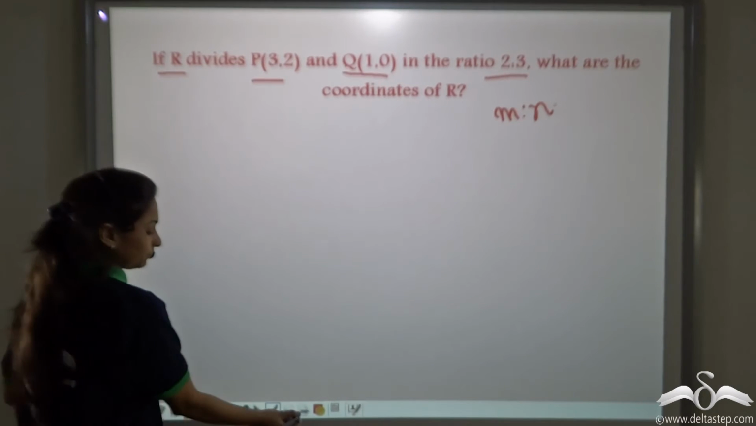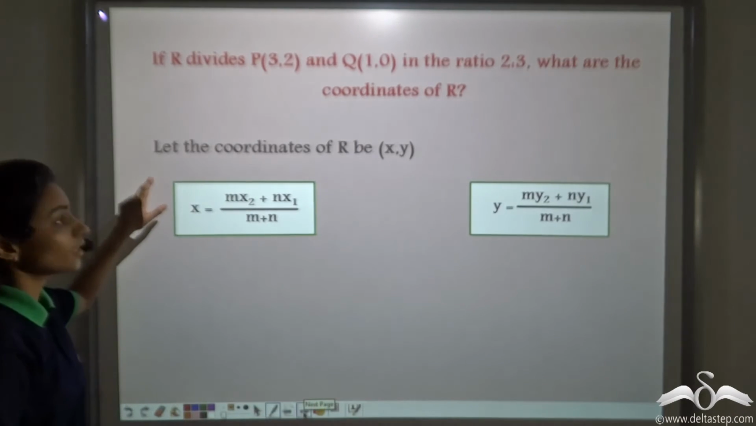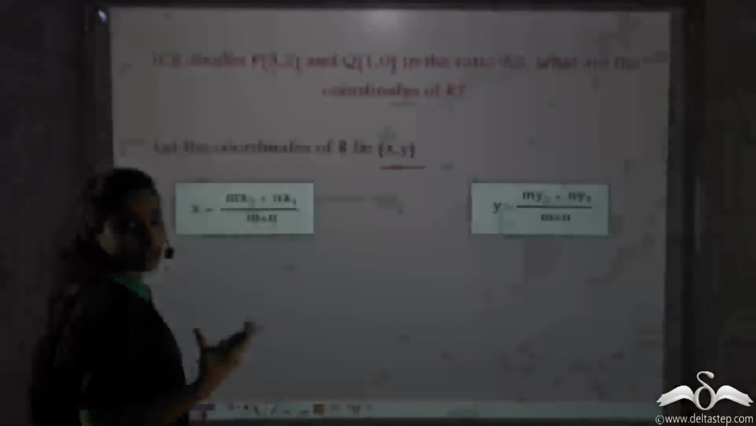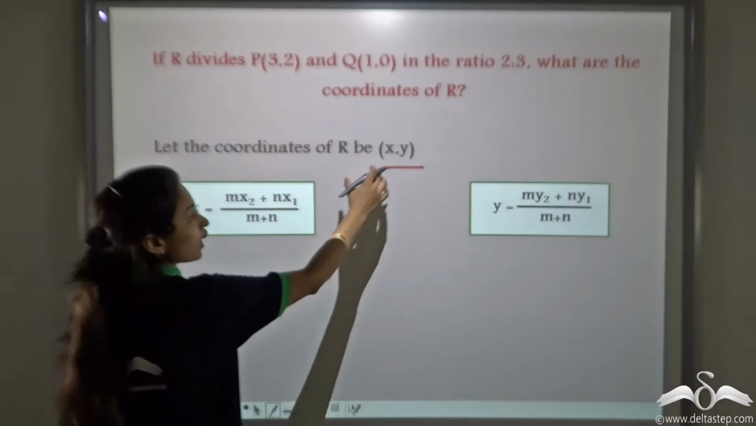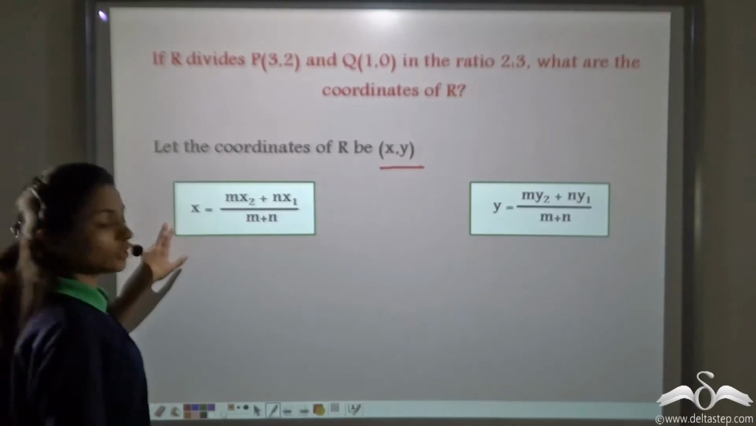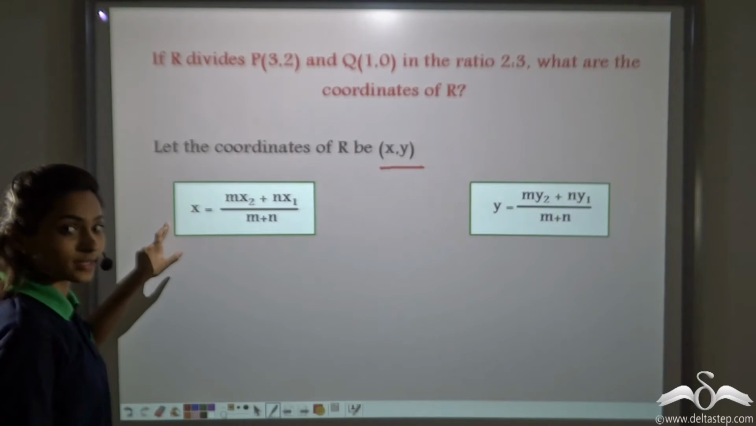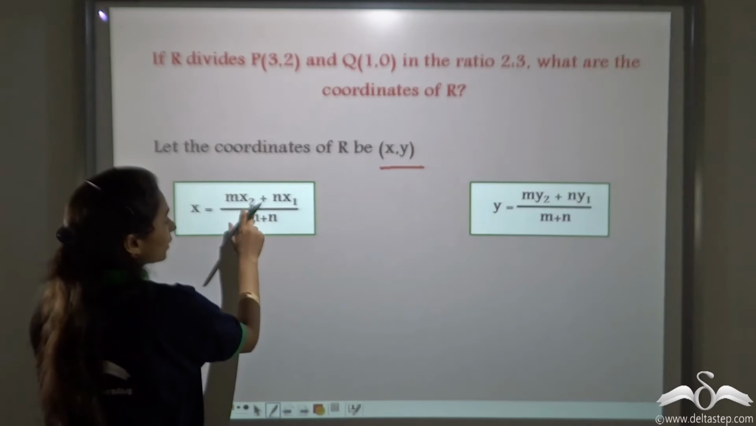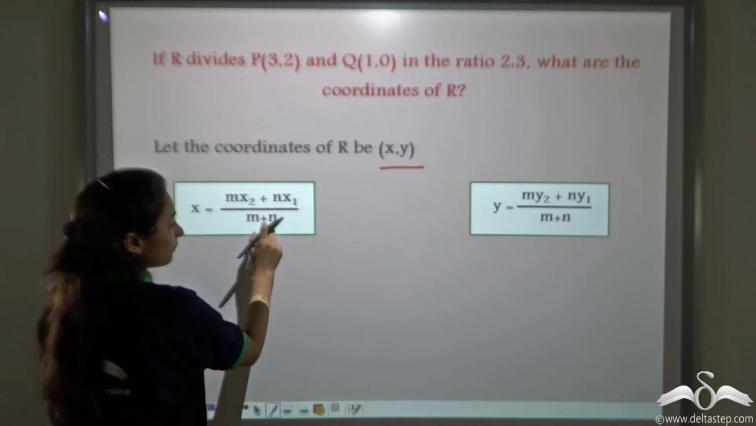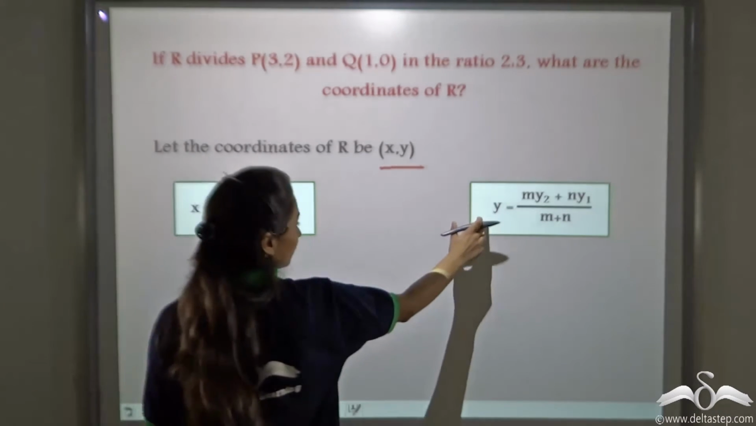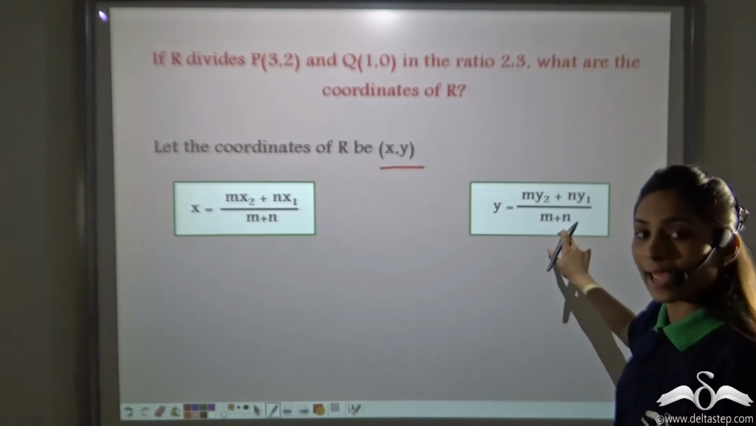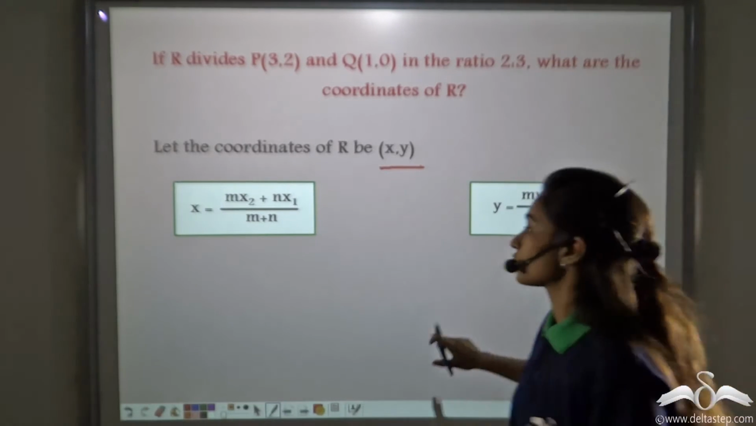Now let's do it. Let the coordinates of R be x and y. So the coordinates of the unknown object is x and y. So we know the formula, how to calculate the x and y coordinates. Now the x coordinate can be calculated by (mx2 + nx1)/(m + n), whereas y can be calculated by (my2 + ny1)/(m + n). So let's solve this.